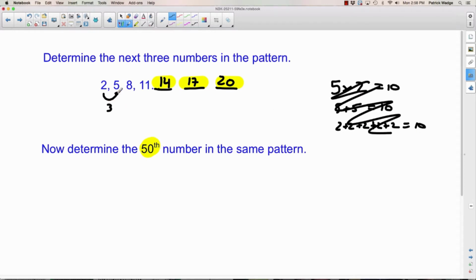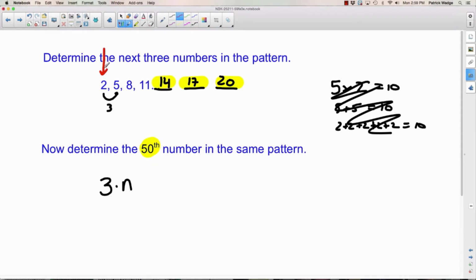All that to say, when you find this difference, that means part of your formula is going to be 3 times something. If it went up by 4, it would be 4 times something. Okay? If it went up by 10, it would be 10 times something. So what we're going to do is we're going to go 3 times n. Let's put n, where n is the term number. Do you know what I mean by the term number? This is like the first number. We have this list of numbers, right?